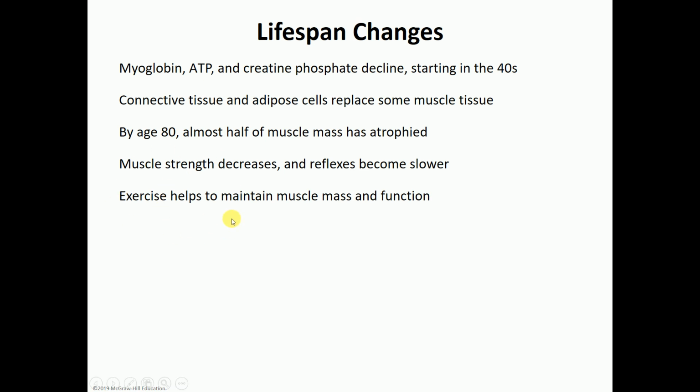So exercise will definitely help in maintaining that muscle mass and muscle function. So that's something that you would want to, again, explain to your patients, that in order to prevent, or even in some cases reverse, the atrophy that occurred, you want to encourage them to exercise. And this ends chapter 9.